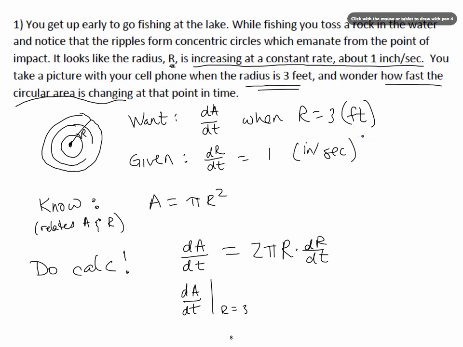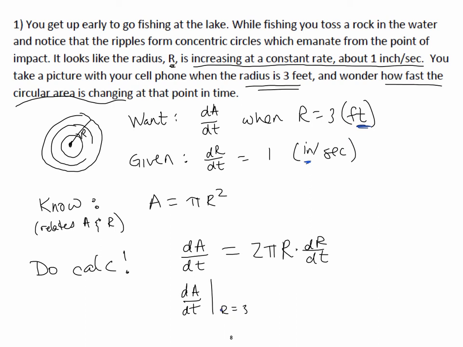Yeah, there's a discrepancy in units, right? I've got radius is 3 feet and my rate of change is in inches per second. If I want to give a nice answer, which I would like to, because it would be weird to say that the rate of change of the area is some number of feet times inches per second. That would be weird, right? So let's make it a nice unit. Do you want the answer in feet or in inches?